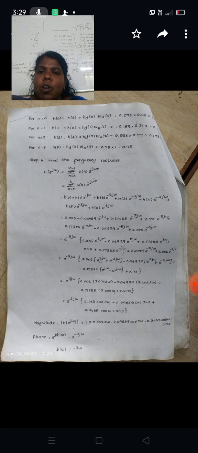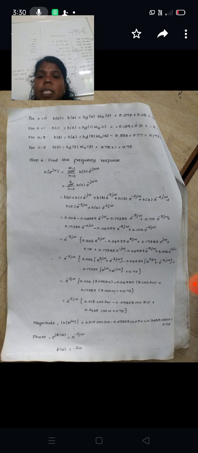Next for n is equal to 2, h of 2 equal to h of 4 is equal to hd of 2 into wh of 2. For n is equal to 3, h of 3, that is hd of 3 into wh of 3. Okay, thus we found the impulse response, that is h of 0, h of 1, 2, 3, 4, 5, 6. Okay, next we have to find the frequency response.